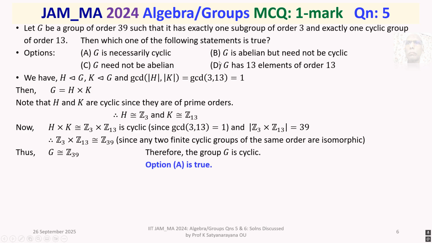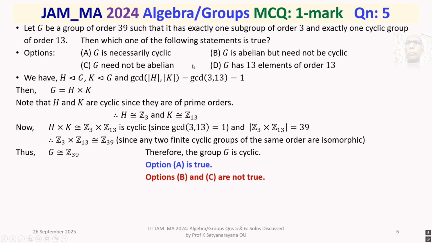Option B and option C are not true. Option B is not true because it says G need not be cyclic, but it is cyclic. And option C says G need not be abelian. It is cyclic, therefore it is abelian. So G need not be abelian is not true. Options B and C are not true.